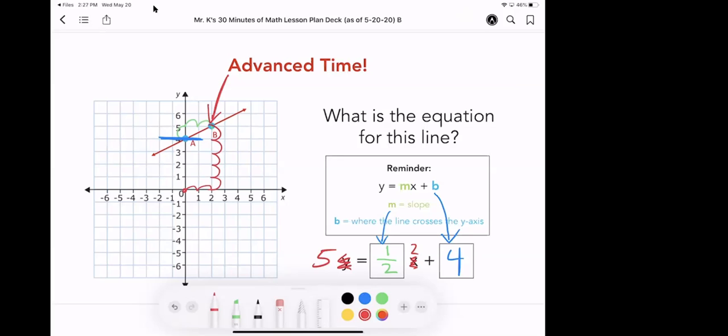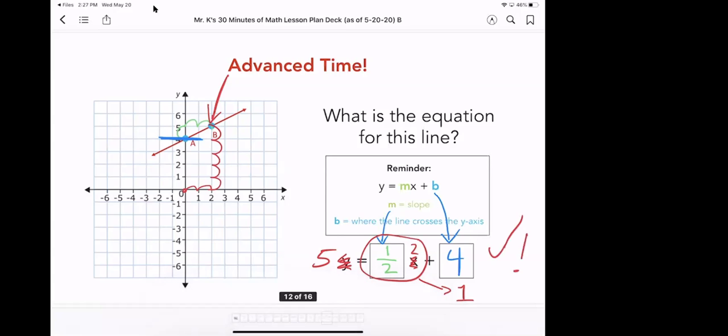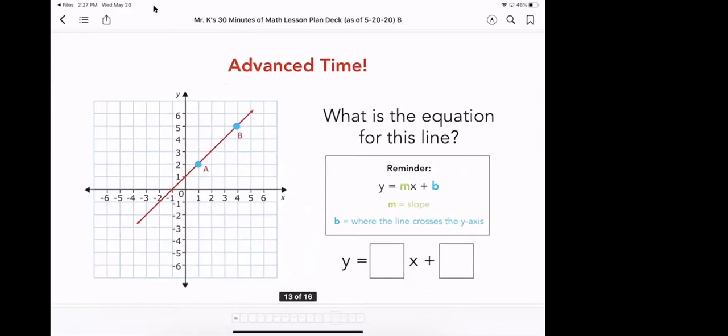1/2 times 2. Remember, when these are right next to each other, we're multiplying them. If I have a half and I times it by 2, then I have a whole. So that's 1 whole. Does 5 equal 1 plus 4? Absolutely, it does. So it works. All right, let's try one more. Go ahead, type in what you think the equation is for this line.